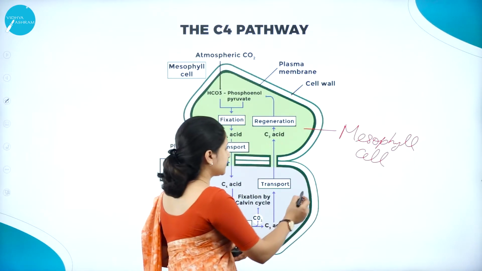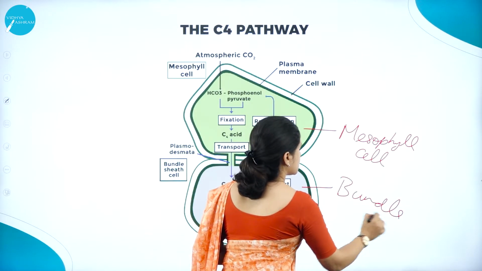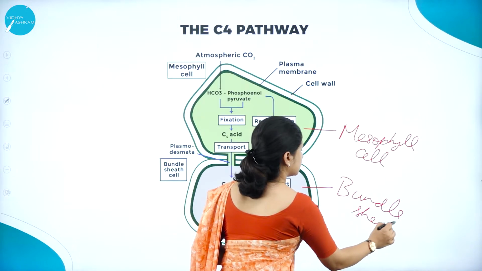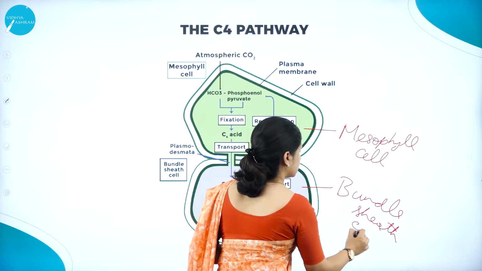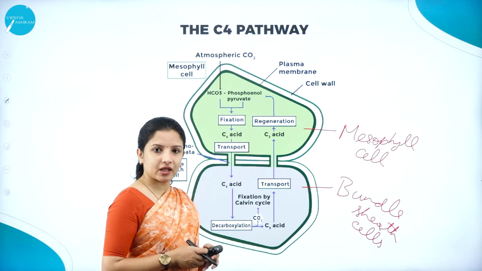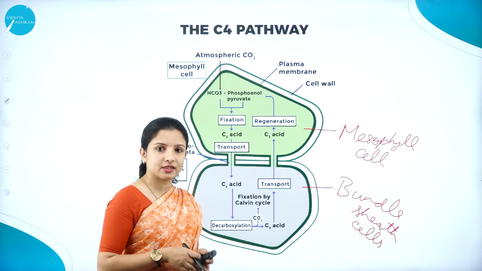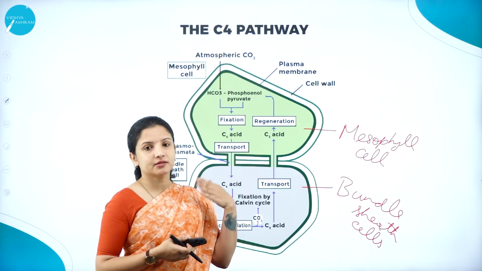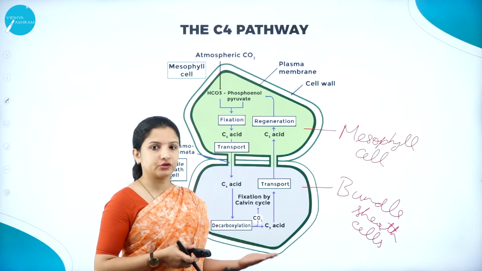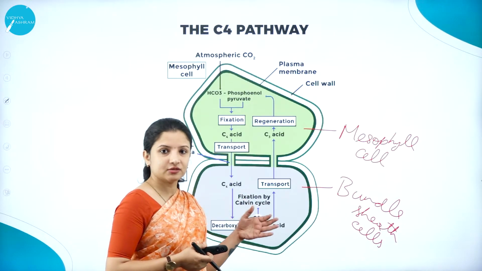So the mesophyll cell and the bundle sheath cells. Bundle sheath cells usually help in fixing the carbon dioxide in the case of C4 plants. So what are C4 plants? Those plants which are subjected to a lot of stress, that is environmental stress. Therefore, the availability of carbon dioxide is very less in them.